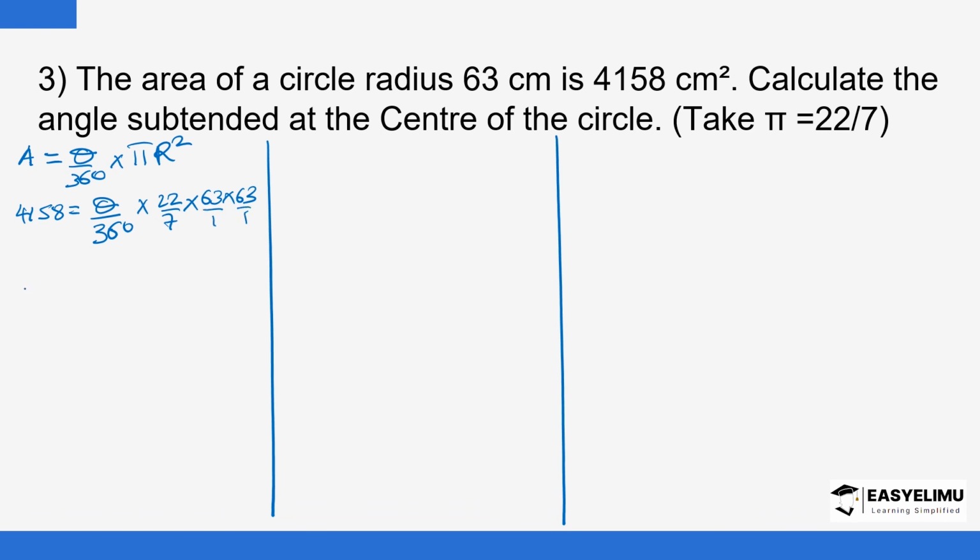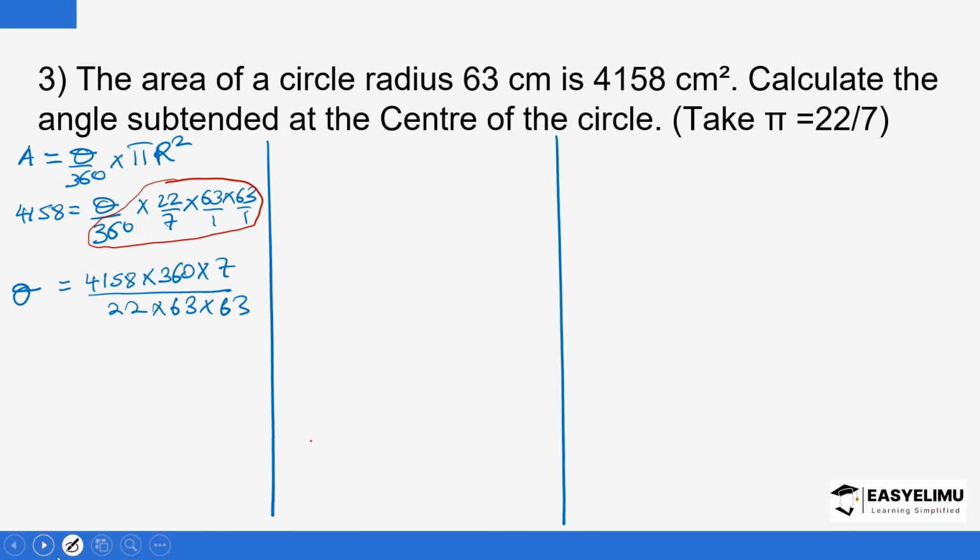So to find the value of theta, just like I did in the previous case, I'll multiply the left-hand side, which is 4158, by the reciprocal of all this. So let's see how that is going to work. So this is going to be 4158. You multiply by 360, you multiply by 7, and then you divide by 22 times 63 times 63. So now what remains is doing this simplification. How do you simplify that now?